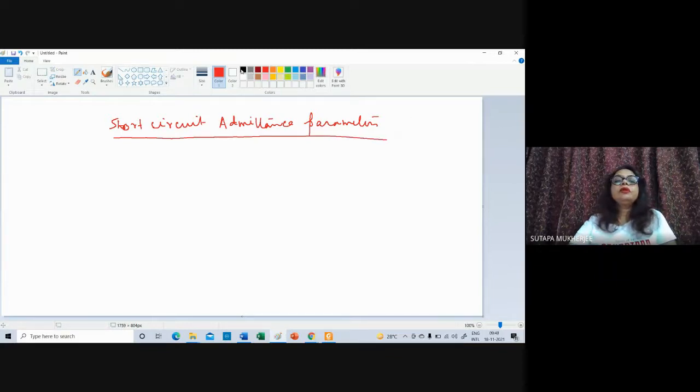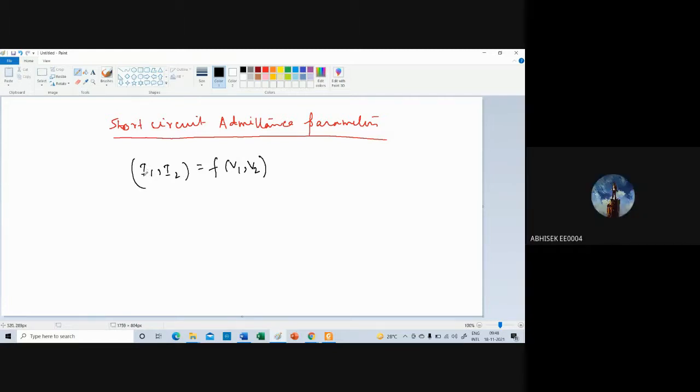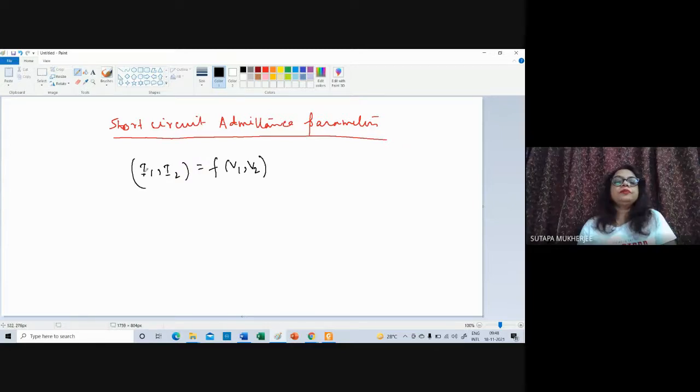So first of all, I1, I2 will be equal to a function of V1, V2. So what was the relationship in case of open circuit impedance parameters? Anybody? V1 equals Z11 I1 plus Z12 I2. No. The functional relationship is V1, V2 equal to a function of I1, I2, right?